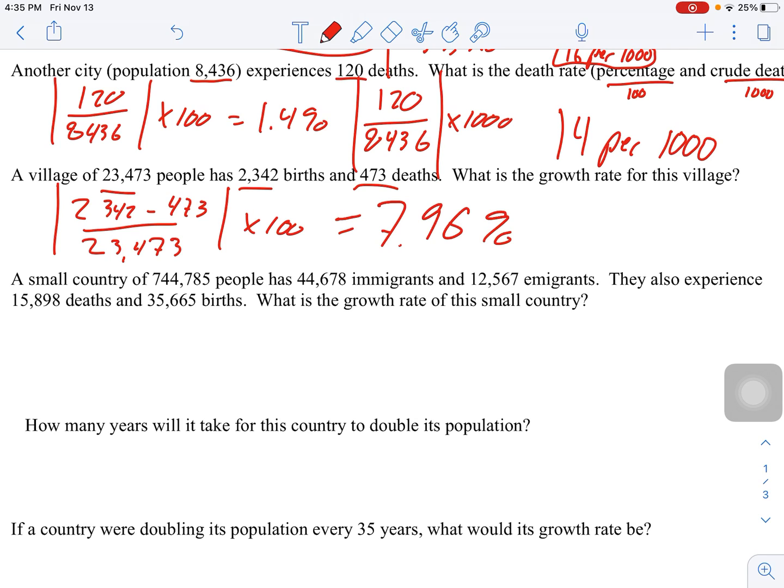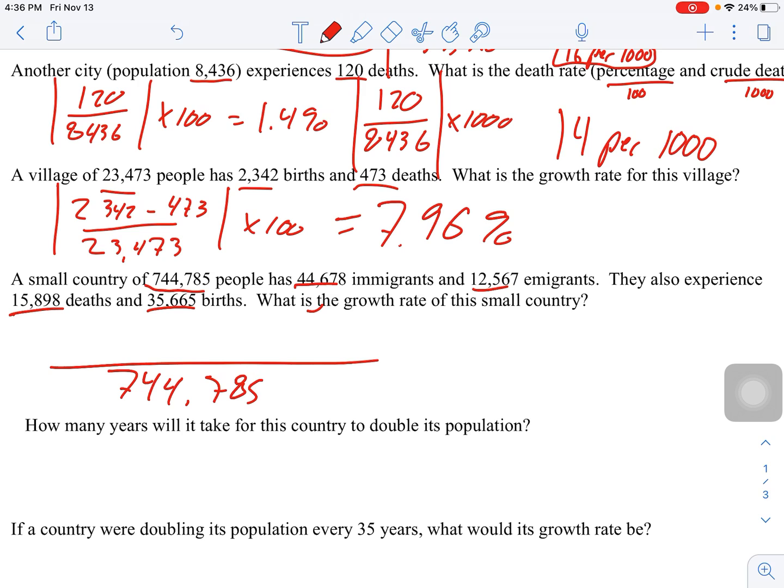All right, now here's one that will look like the one in class. We have a small country of 744,785 people, and it has 44,678 immigrants and 12,576 emigrants. They also experience 15,898 deaths and 35,665 births. What's the growth rate of this small country? Now we take all of our pieces and put it together. The easiest one to do first is to put on the bottom that our total population is 744,785 people.